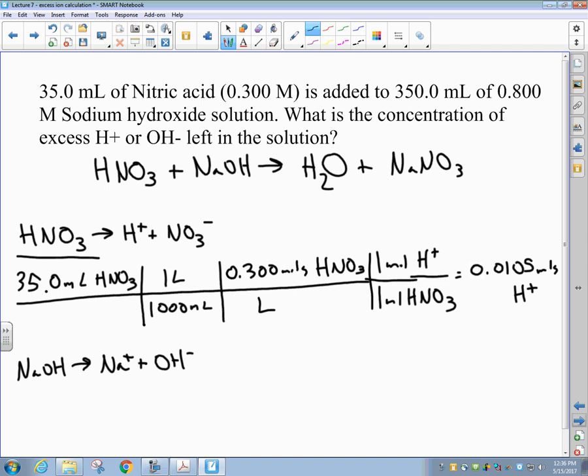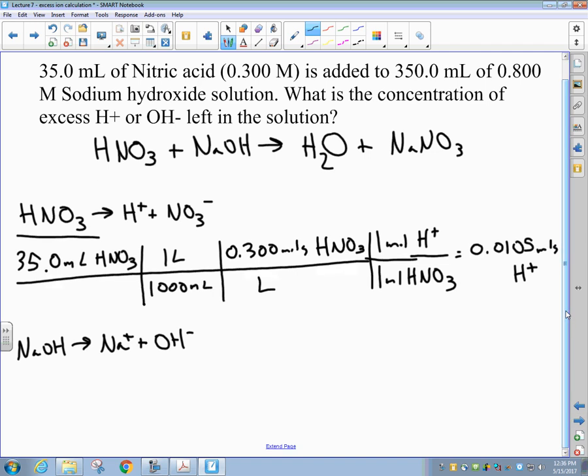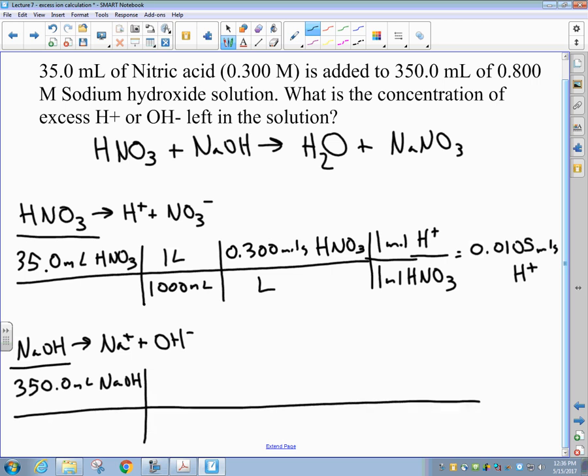Step 3, we are now going to solve for the moles of hydroxide. A very similar monorail to what we have just set up for the acid, we will do for the base. We have 350 milliliters of NaOH. Again, first thing we've got to do is get ourselves onto the mole map. 1,000 milliliters in 1 liter. Then we're going to move from the bottom of the mole map into the center by multiplying by the concentration.